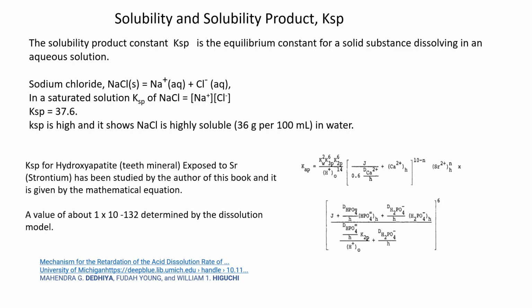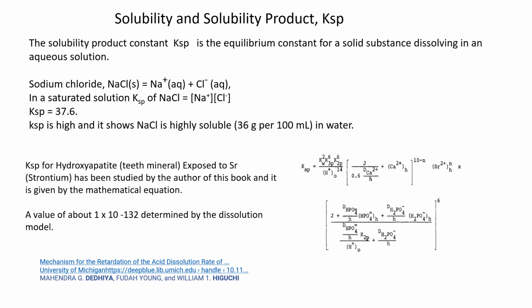For myself, we have looked at very complex KSP for hydroxyapatite, teeth mineral, and the effect of strontium. And this is given by a very complex equation, and the reader can look at the reference to it. It involves calcium, strontium, and phosphate. Different diffusions and concentrations are involved in establishing the solubility product. And it is 1 times 10 raised to minus 132 as determined by a dissolution model, indicating teeth mineral is very insoluble. However, in the mouth, we have acid constantly present, so teeth mineral will dissolve at a very slow rate.